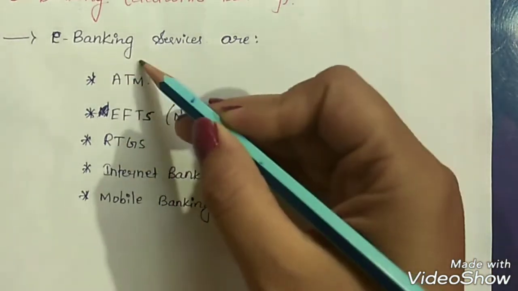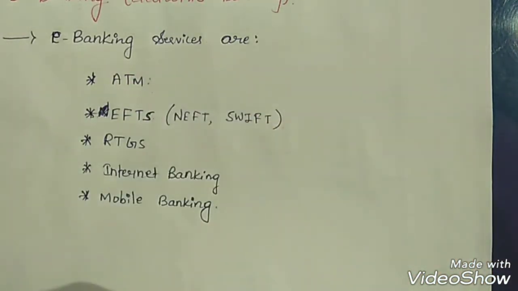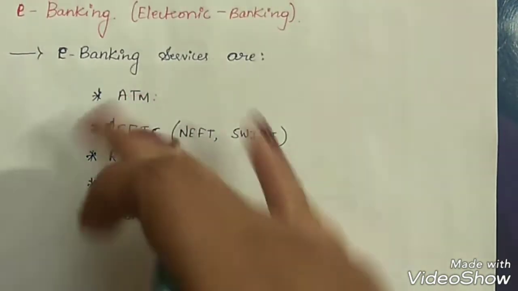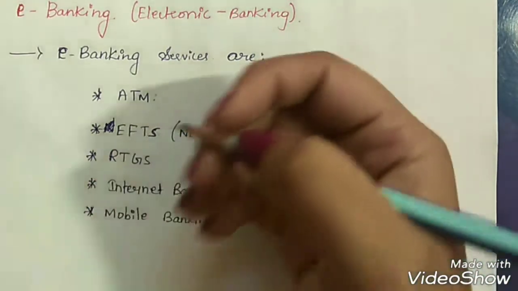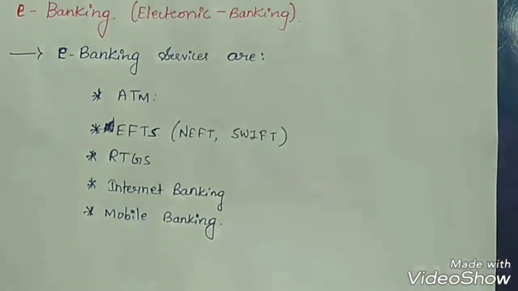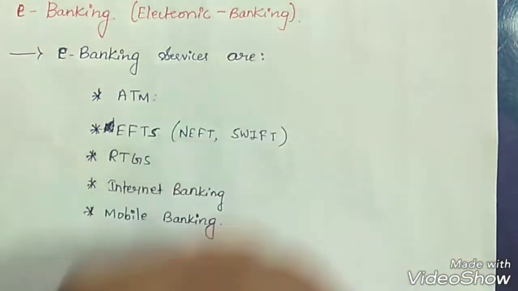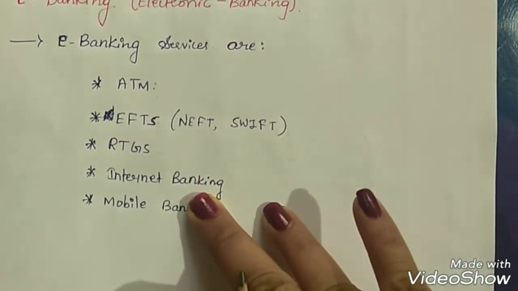Now, in an ATM, there is a certain withdrawal limit. So, as I said, we can withdraw the amount from the ATM, but there is a certain withdrawal limit for it, right? So, the limit is rupees 25,000 only that we can withdraw in a day. So, that is one of the main disadvantages of ATM, okay?